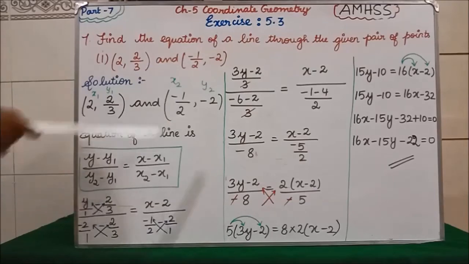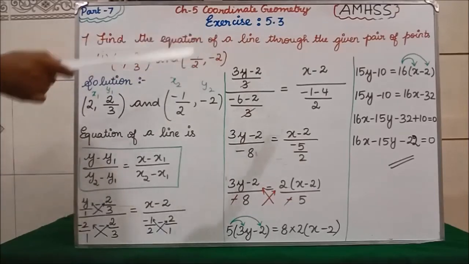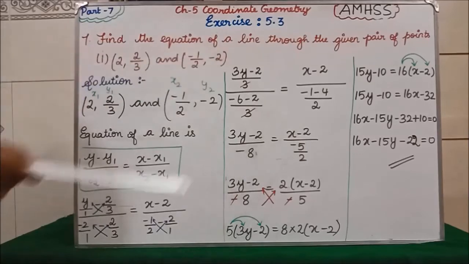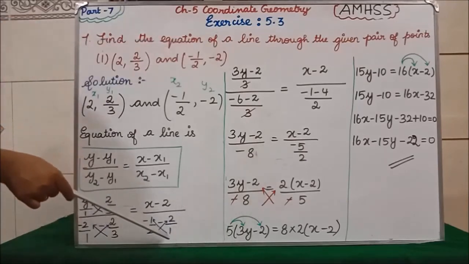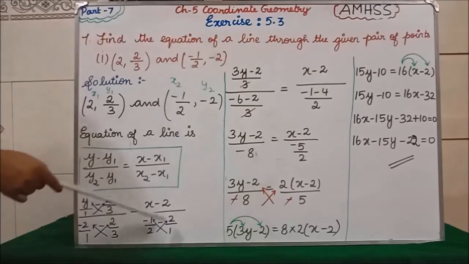Y with 3 into y was 3y. 1 into 2 was 2. Divided by 1 3s are 3. Whole divided by 3 2s are minus 6. 1 2s are 2. Divided by 1 3s are 3. Equal to x minus 2 divided by 1 1s are minus 1. 2 2s are 4. Divided by 2.